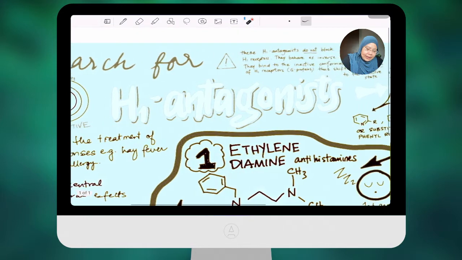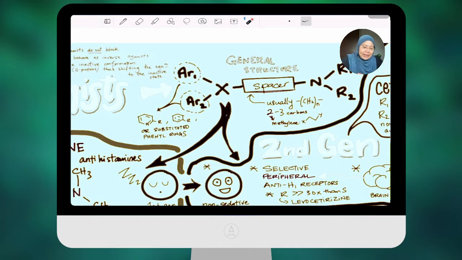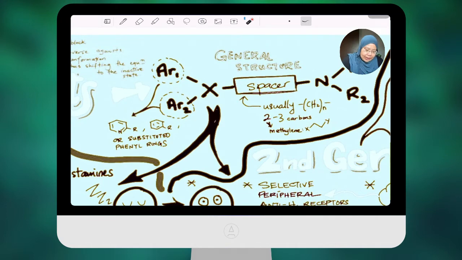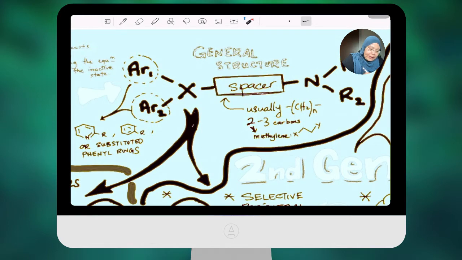So let's look at the pattern or the framework of H1 antagonists. The general structure, if you look at it, you'd find two aromatic rings, aromatic 1 and aromatic 2, and they are usually a phenyl ring or substituted phenyl rings. And then this part, the X label there, is quite important. That is usually changed or modified. Usually X is, for example, a carbon, a nitrogen, and so on.